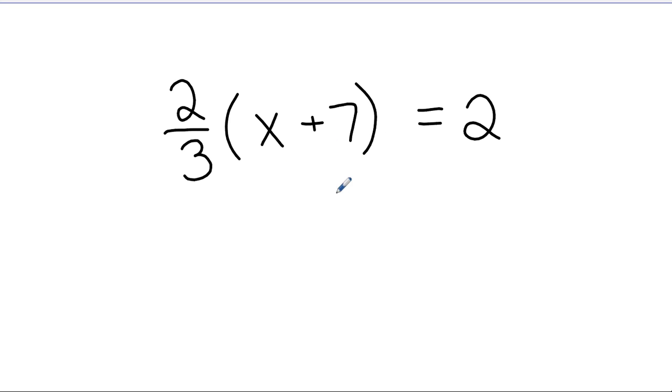If our entire equation, so this whole side, is getting multiplied by 2/3, then I could go right ahead and try to eliminate the denominator. Eliminate means I'm going to get rid of that denominator, that bottom number. So I'm going to multiply by 3. Why does multiplying by 3 help me get rid of that bottom number?